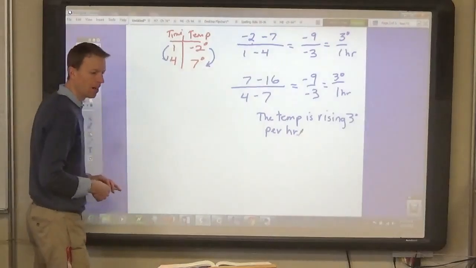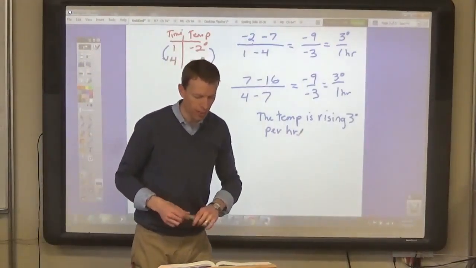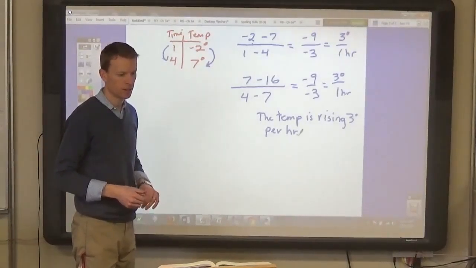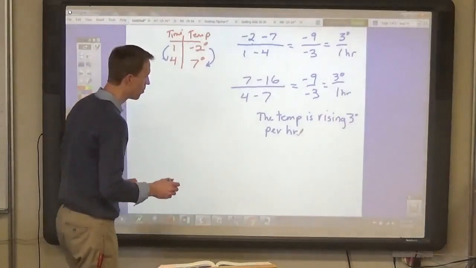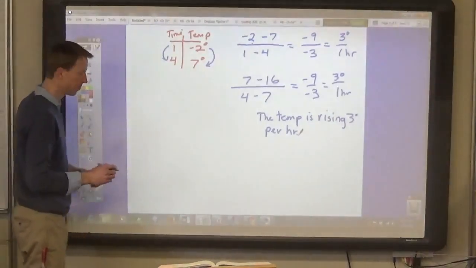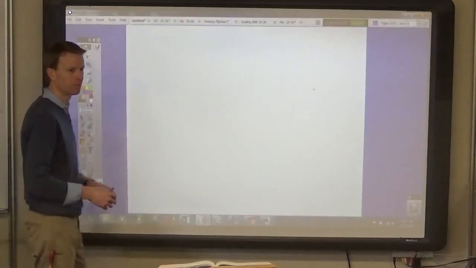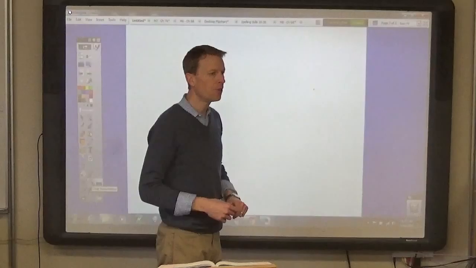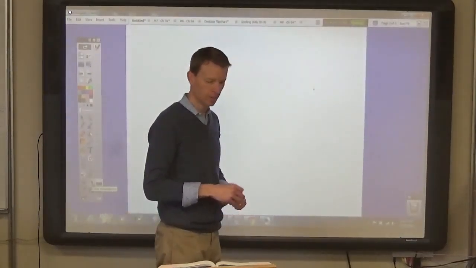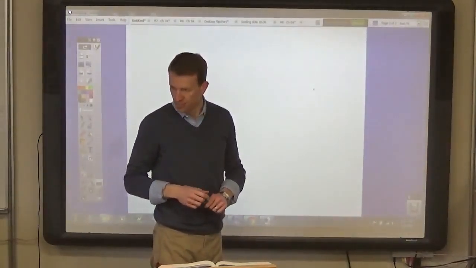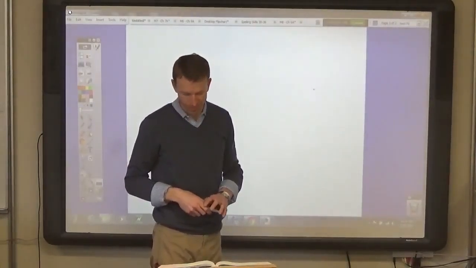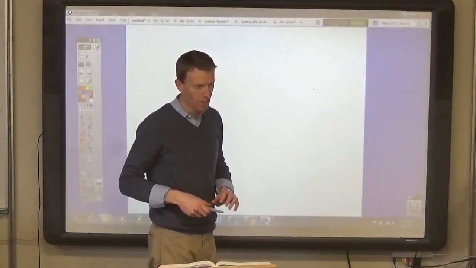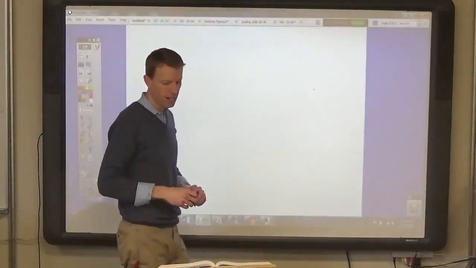What would you do with number 3? How would you find the rate of change with number 3? Christina, what point does it go through? How do you use that line to find the rate of change? What you have to do, Christina, is find points on that graph that are whole numbers that we can use to find the rate of change.